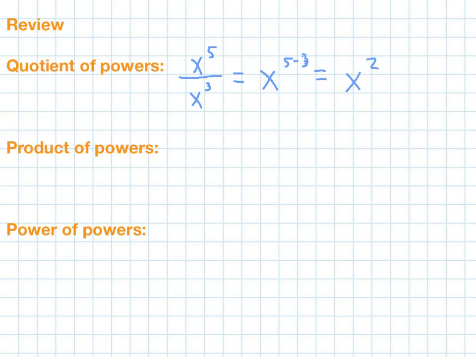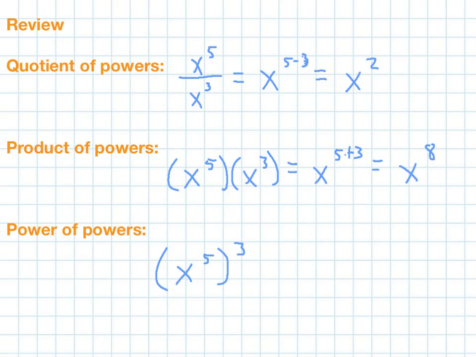We had the product of powers rule, which said I'm going to take x to the 5th times x cubed. That became x to the 5 plus 3, which equaled x to the 8th power. And then our most recent rule, the power of powers. So that said I want to take x to the 5th power to the 3rd power, and this is where we took and multiplied those exponents to get x to the 15th.